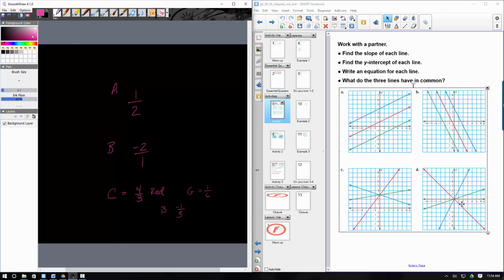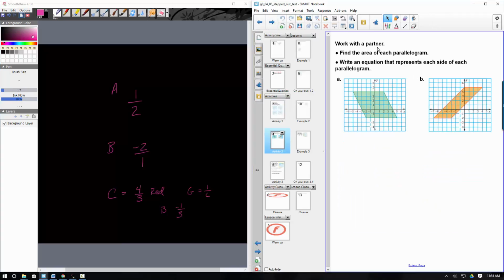And then if I look at this one here, you could try doing that one. And what do these lines have in common for these 3 here? They all have the same slope if you look at them. They all go up 1 over 2. Up 1 over 2. That's why they're parallel. These are all the same. They'll all go down 2 and over 1.